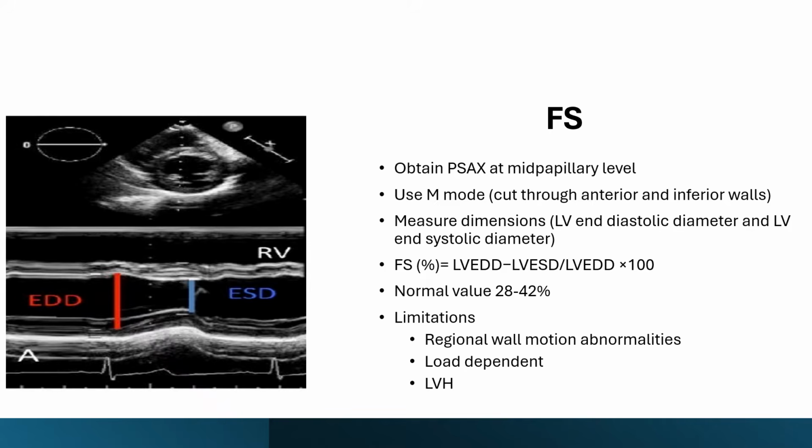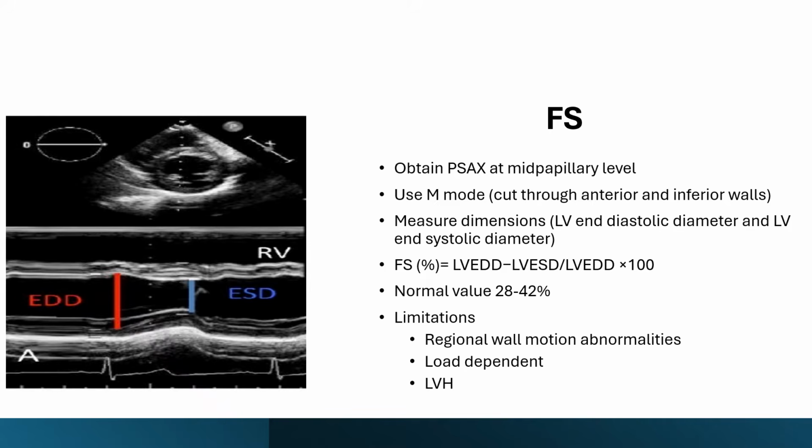Ideally, you need to have EKG to better understand when systole ends and diastole starts. If you don't have EKG, diastole typically corresponds to the biggest LV cavity, and systole corresponds to the smallest LV cavity. The formula for FS is LV end-diastolic diameter minus LV end-systolic diameter, divided by LV end-diastolic diameter, times 100. Normal value for fractional shortening is 28 to 42%.